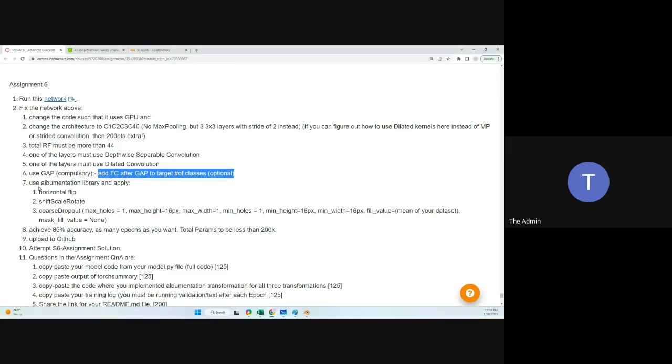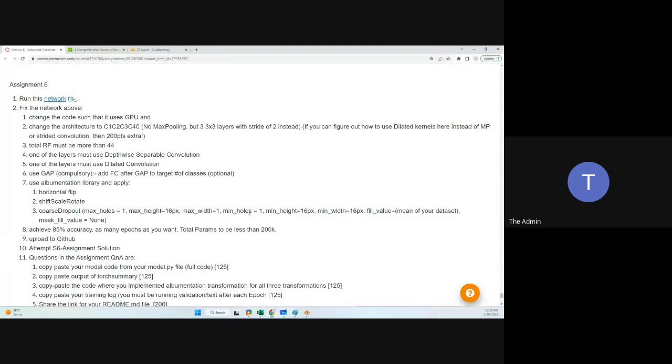You're supposed to use the augmentation library. You're going to apply a horizontal flip. You're going to apply shift, scale, and rotate. You're going to apply coarse dropout, which is similar to cutout. It is actually cutout, we saw that, right? Where max hole is 1, maximum height of the cutout is 16, and max width is 16. Then minimum hole is 1, minimum height is 16, minimum width is 16.